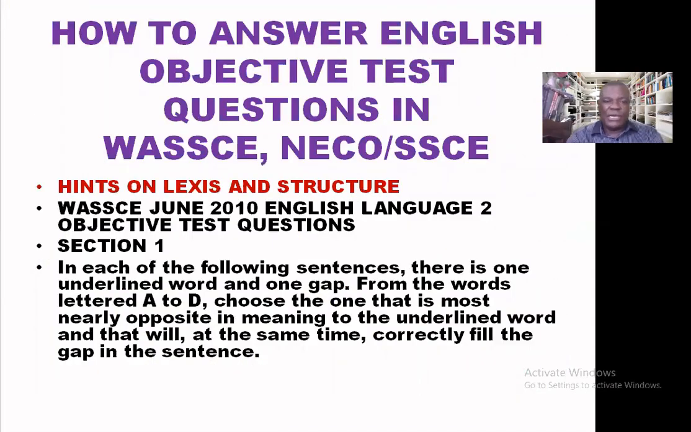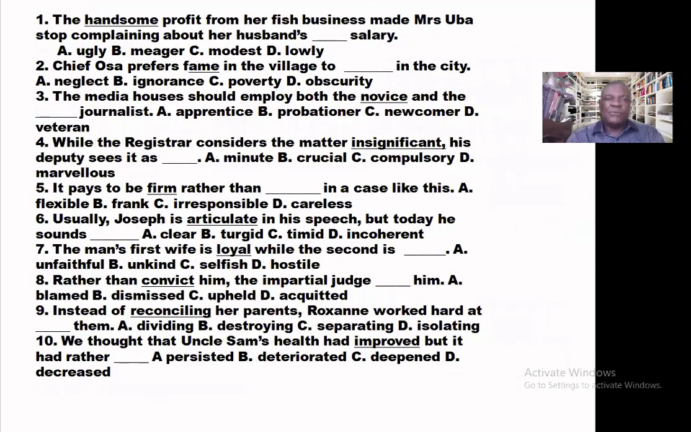Look at section 1 here. In each of the following sentences, there is one underlined word and one gap. From the words lettered A to D, choose the one that is most nearly opposite in meaning to the underlined word and that will at the same time correctly fill the gap in the sentence. Okay, now let's look at them.